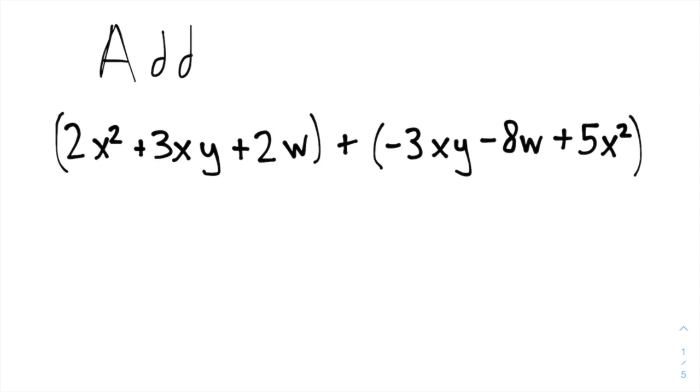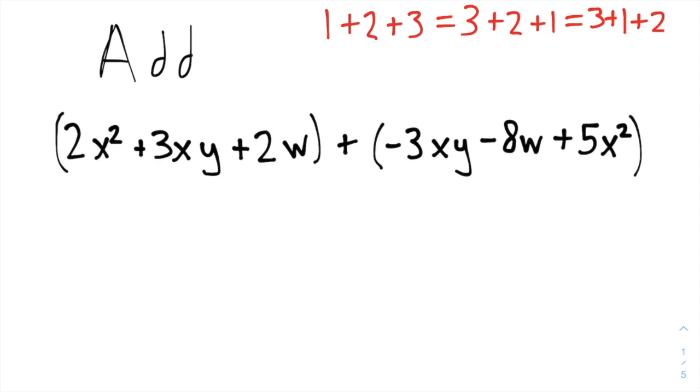Here's a problem where we have to add two polynomials together. A quick note about addition is that it doesn't matter what order we add things together in. We could do these terms in any order. We're still going to get 6 when we add them all together. So in addition, our order doesn't matter.